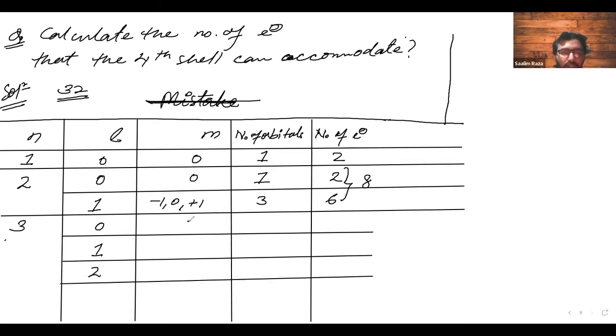For 0, the value of m will be 0. Number of orbitals will be 1. Number of electrons will be 2. For 1, it will be minus 1, comma 0, comma plus 1. Number of orbitals will be 3. The electrons will be 6. For 2, this will be minus 2, comma minus 1, comma 0, comma plus 1, comma plus 2. Number of orbitals will be 5. The number of electrons will be 10. This will be equal to how much? 18.